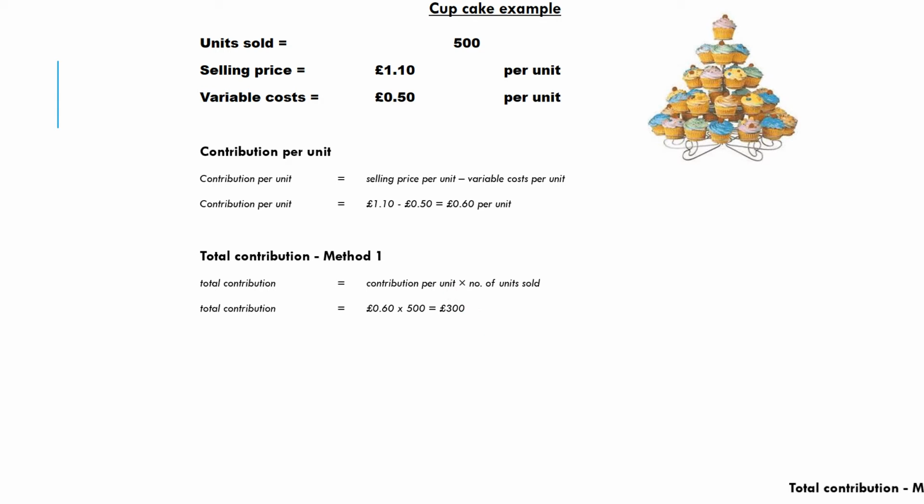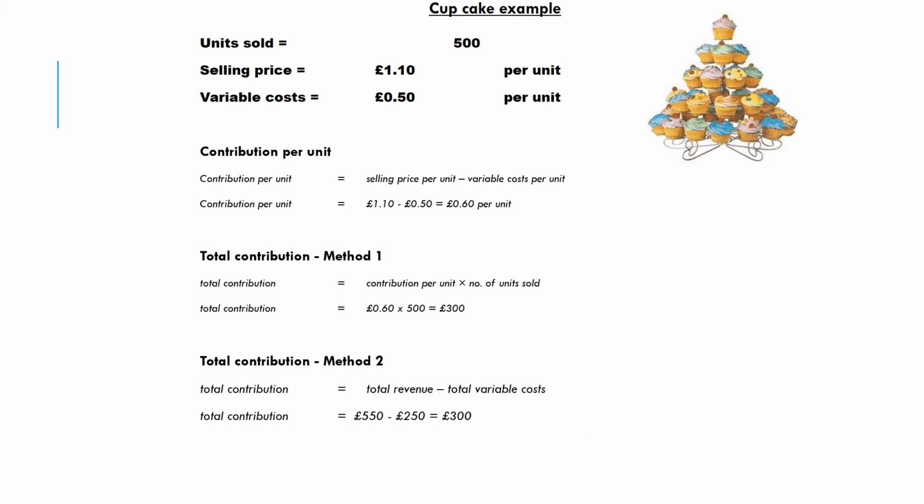We can cross-check this. We can look at method 2, total revenue minus variable costs. Total revenue we learnt is price times quantity, so £1.10 times 500 gives us £550. Subtract the total variable costs: 50 pence is the variable cost per unit, multiplied by 500 units of cupcakes, £250. 550 minus 250 gives us £300. The answer is the same. We would expect that. These are two methods to get to the same answer, and we can use whichever one we think is the best approach.